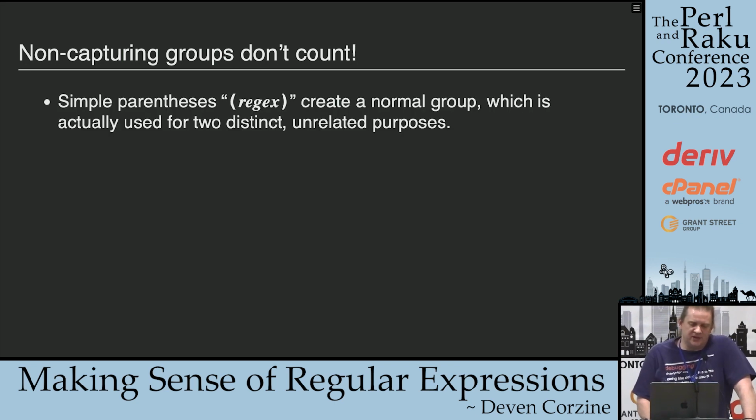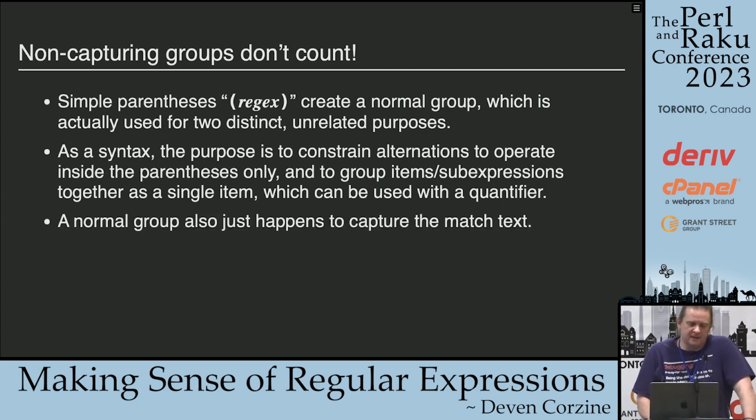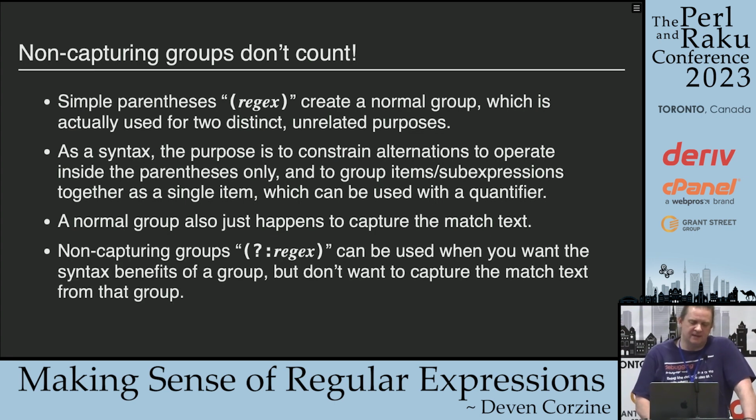So when you have simple parentheses around a regular expression, it creates a normal group, which is actually used for 2 distinct unrelated purposes. As a syntax, the purpose is to constrain alternations to operate inside the parentheses only, and to group items and sub-expressions together as a single item, which can then be used with a quantifier. A normal group also just happens to capture the match text.